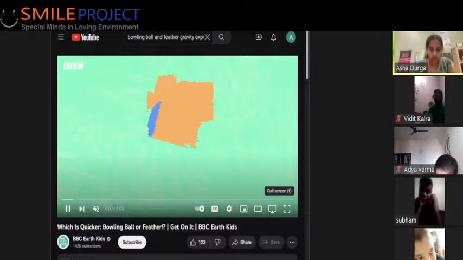But on Earth, gravity acts on all things equally, no matter how heavy something is. So the force of gravity acting on this feather and this bowling ball is identical. It's 9.8 newtons per kilogram, to be precise. What makes them fall at different speeds is something else.